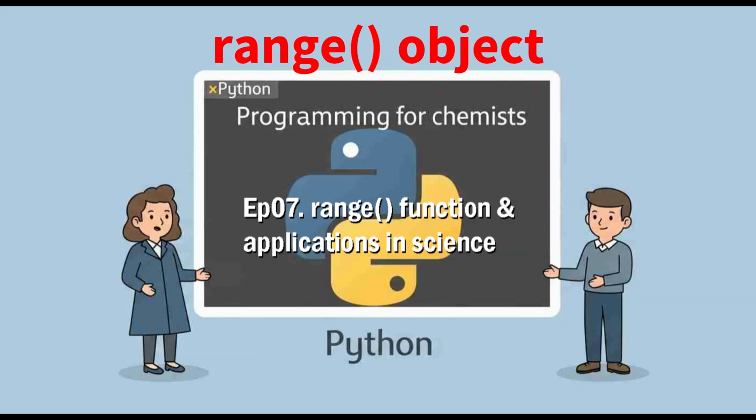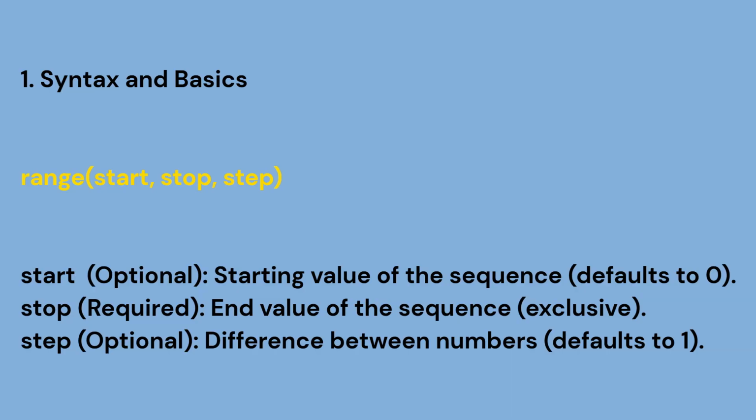The range object. 1. Syntax and basics. The range object is incredibly efficient and easy to use. The syntax is range(start, stop, step). Start is optional: the starting value of the sequence, which defaults to 0. Stop is required, the end value of the sequence. Crucially, this value is exclusive. It's not included in the sequence. Step is optional. The integer value denoting the difference between numbers defaults to 1.